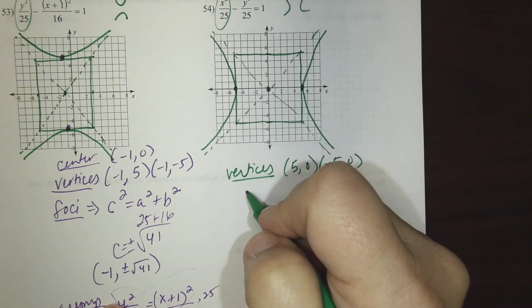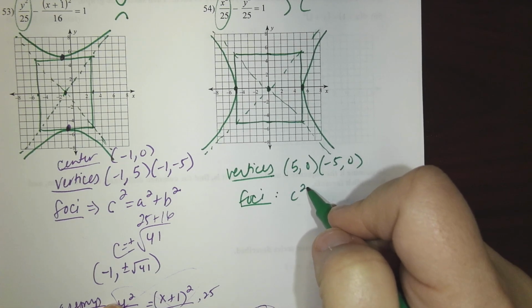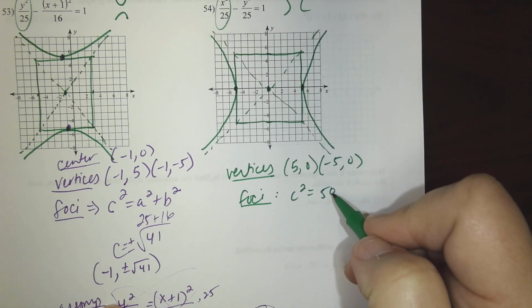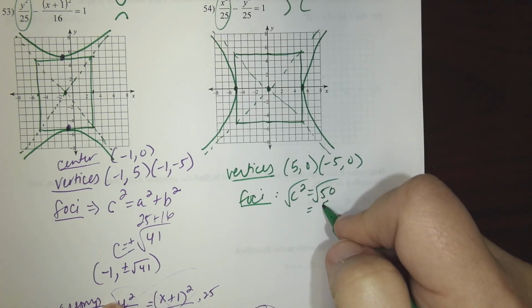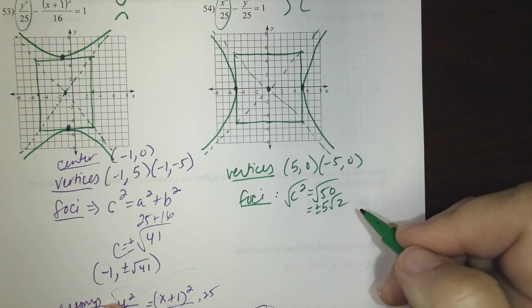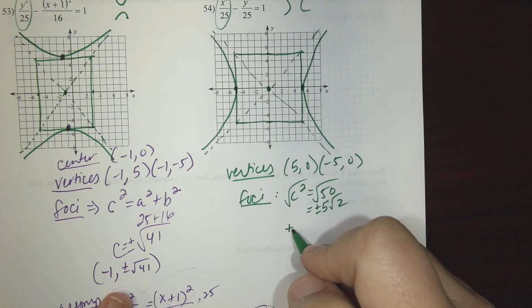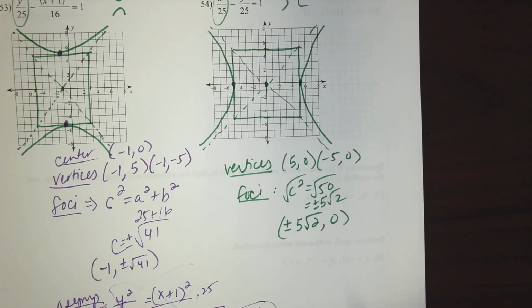And doing the same idea, the foci would be c squared equals 25 plus 25, which is 50. Square root of 50 is 5√2. And you're going to add that to the x's. So your foci would be at plus or minus 5√2, comma 0.